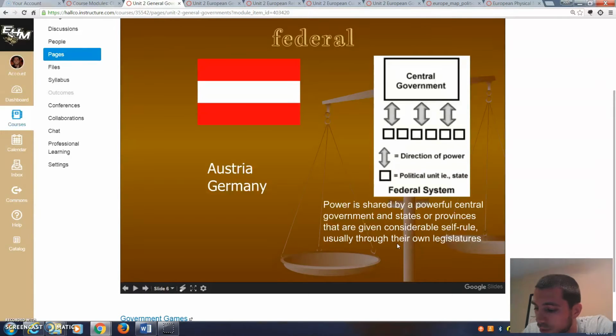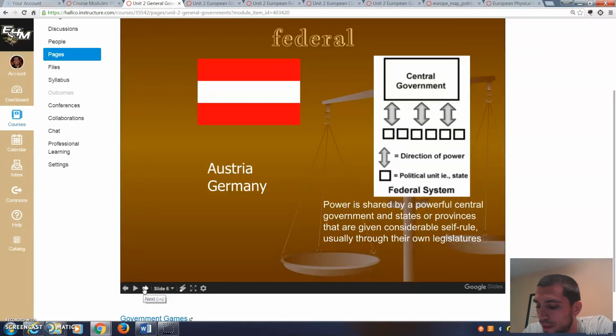Again, number 3, what is a form of government where power is shared between the central government and the state government? We are looking for an answer on this slide. So look around. Again, hit pause when you're trying to find the answer.